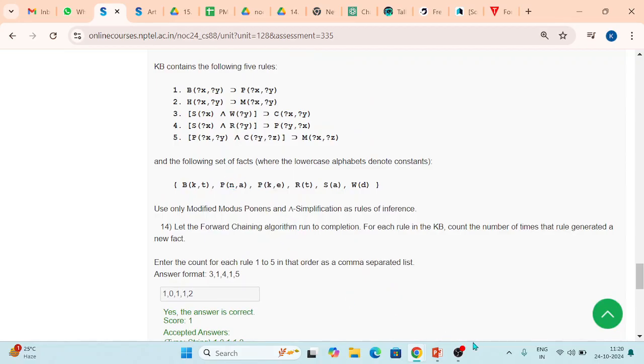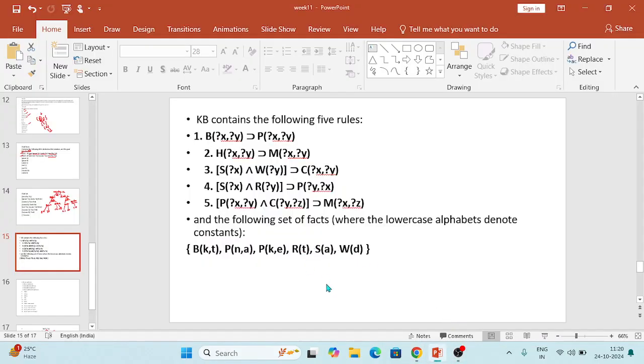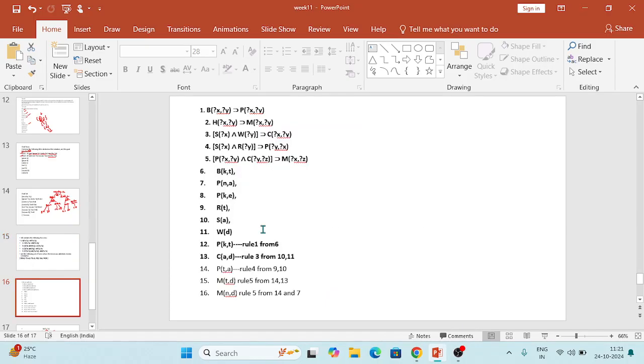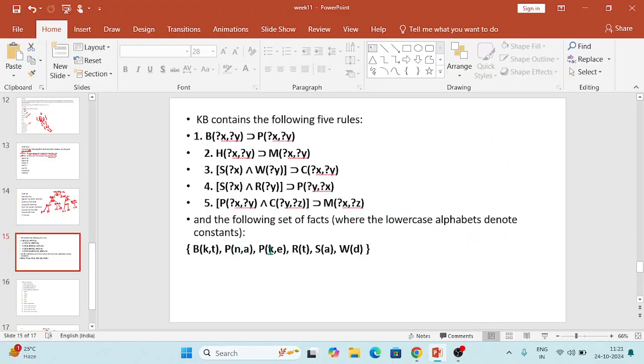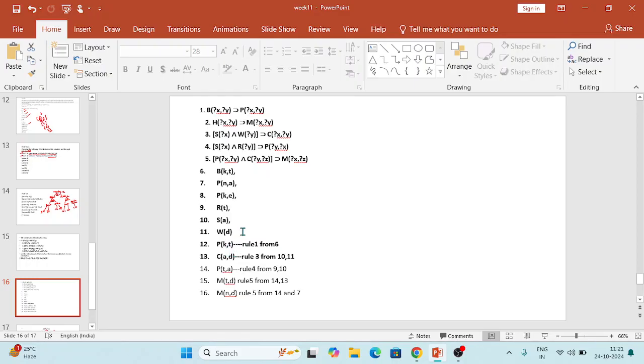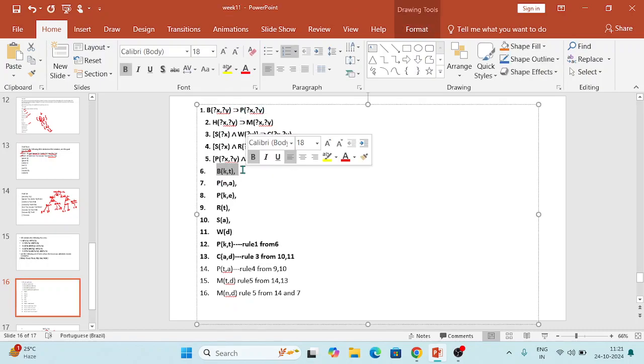So whenever we are doing forward chaining, these are the 5 rules, and we list out facts 5, 6, 7, 8, 9, 10, 11. We wrote all these 11. Now if you see what we are having in rule 1, B of x,y implies P of x,y. So we are having B of k,t. If B of k,t, then we can write P of k,t by using rule 1.